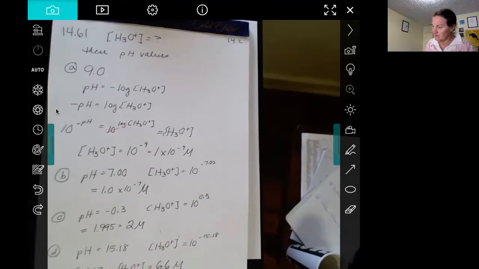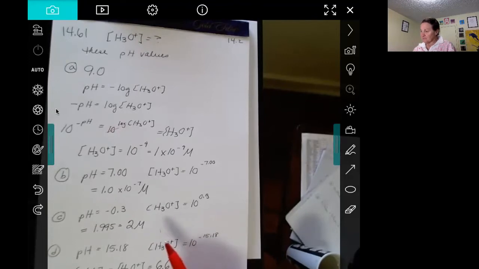The next one is a pH of negative 0.3, and that's a very, very high hydrogen ion or hydronium ion concentration. It has only 1 sig fig. The 3 is the only sig fig we have. So if I change the sign, 10 to the 0.3 equals 1.995, but I only have 1 sig fig, so that's a 2 molar concentration of H3O+.